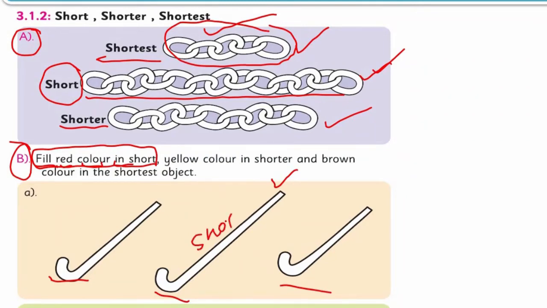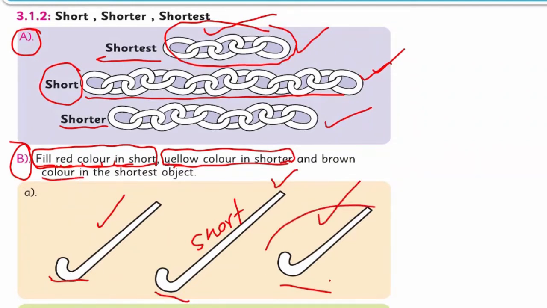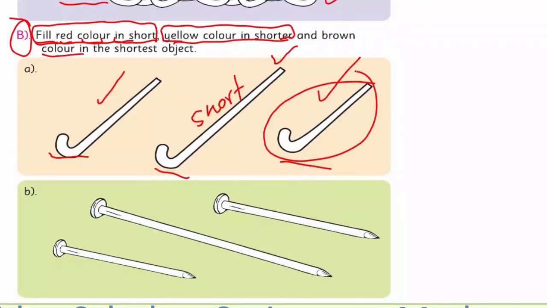This is short. Yellow color in shorter. The middle object according to the length is called shorter. So you should color this hockey stick in yellow. Similarly, color brown for shortest. This one is shortest. Similarly, observe in part B. Observe all the objects and color them accordingly.